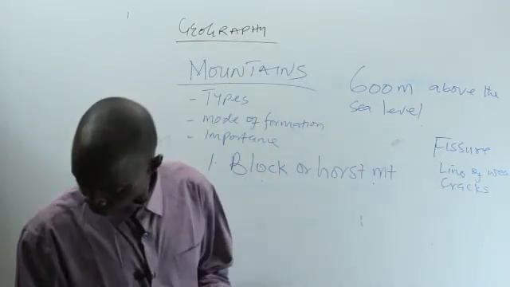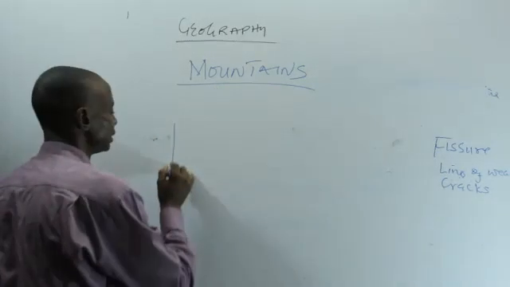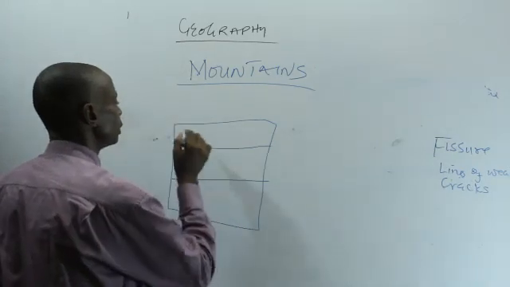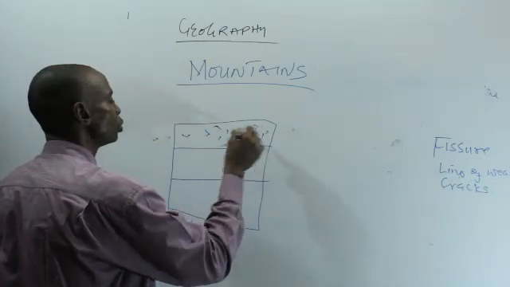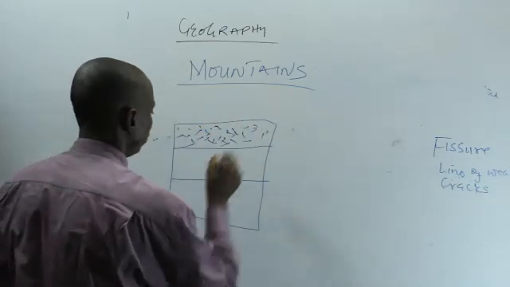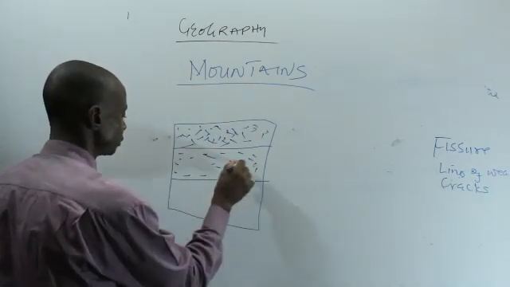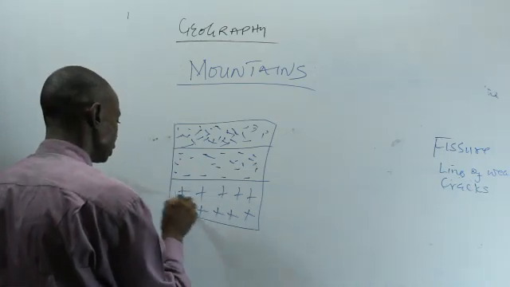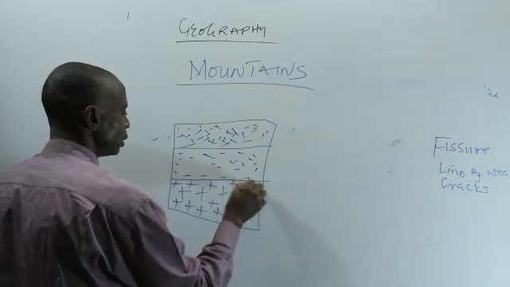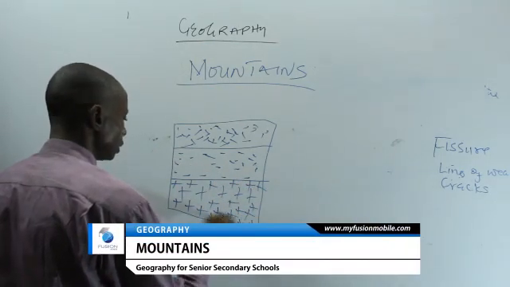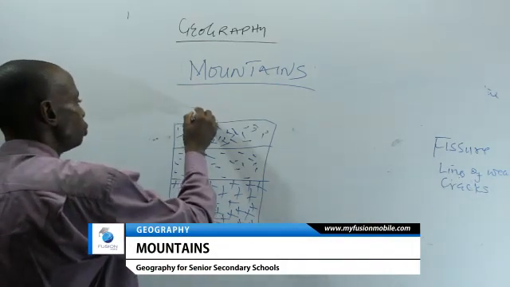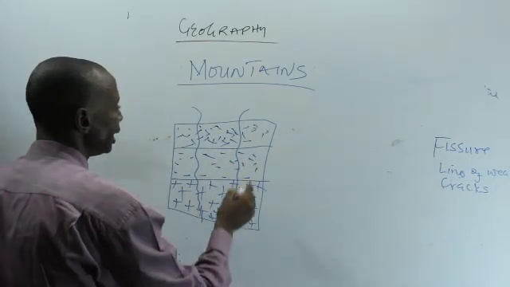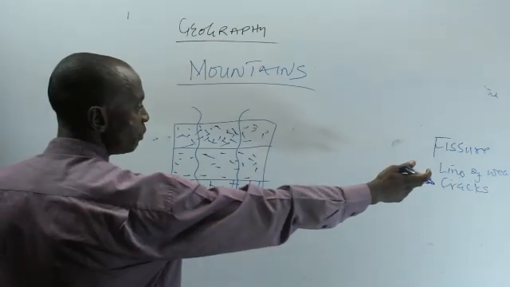So let me give us this diagram. This is the earth. Look at it. We are talking about the formation of what? The formation of block or host mountain. Then we have like this. Now, if we have two lines, these two lines, we call it what? The line of weakness, or we call it fissures or cracks, these two lines.